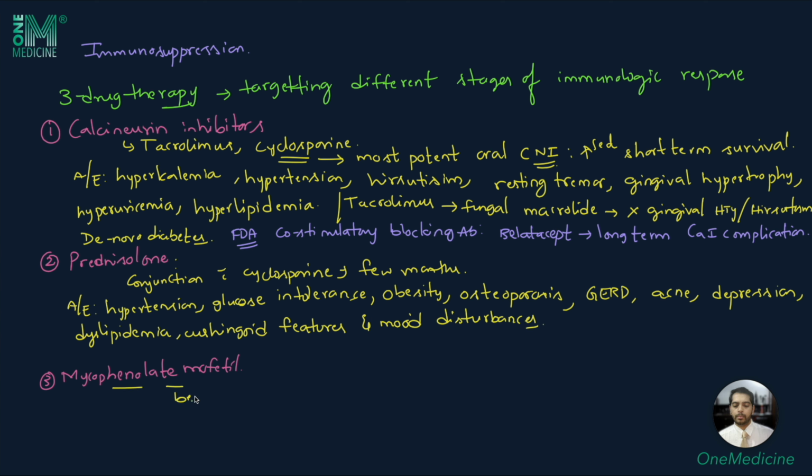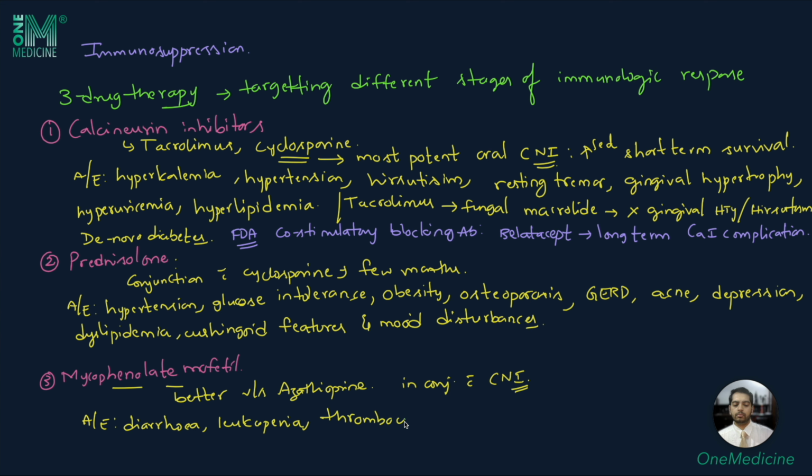Mycophenolate mofetil is better when compared to azathioprine, and this is also used in conjunction with calcineurin inhibitors. Adverse effects of mycophenolate mofetil include diarrhea, which is the most common one, and patients can develop leukopenia and even thrombocytopenia. When calcineurin inhibitors are not given, sirolimus is an alternative immunosuppressive medication.